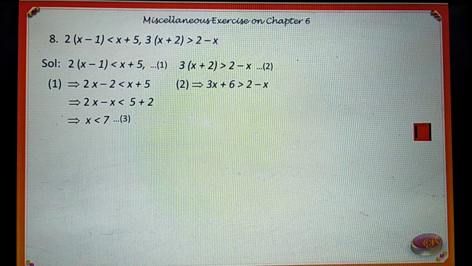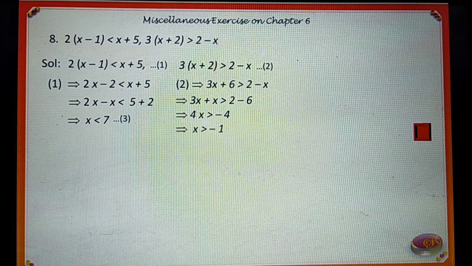3x + 6 > 2 − x implies 3x + x > 2 − 6, implies 4x > −4, implies x > −1, implies −1 < x. Say number 4.